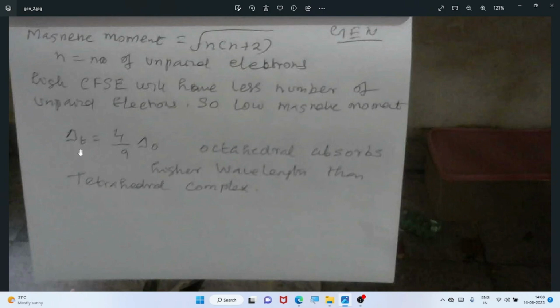This is for the relationship between octahedral and tetrahedral. Here delta T (tetrahedral) equals 4/9 delta O. That means the octahedral complex absorbs a shorter wavelength than the tetrahedral complex.